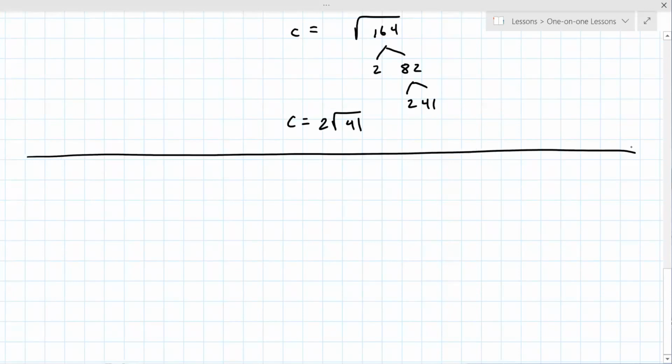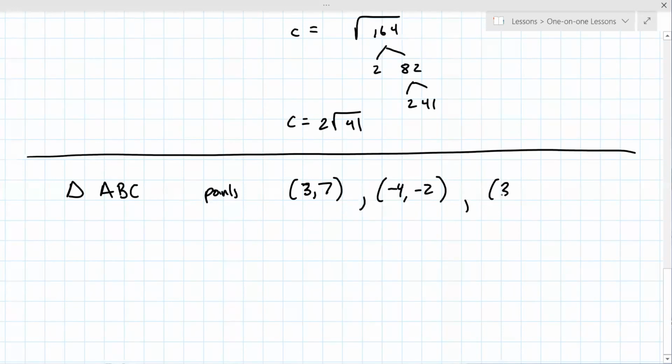So we just did a problem, it's not all that interesting. I'm going to give you 3 points. I'm going to tell you that this triangle ABC has points (3, 7), (-4, -2), and (3, -2).